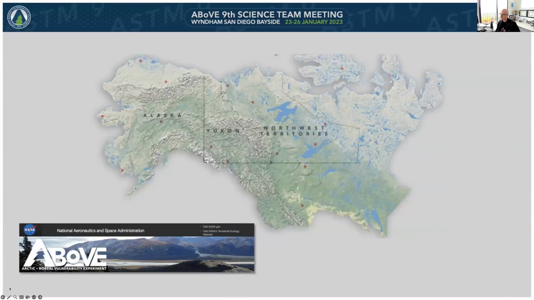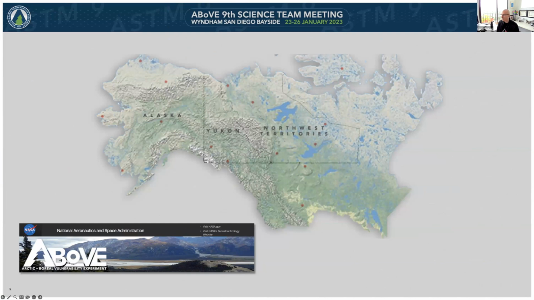So that brings us to NASA's ABoVE program. This is the focus area. Of course, we're interested in global aspects, and pan-Arctic aspects as well. But for the sake of NASA and the politics in terms of being able to operate in Russia, which is not great, we focus on Canada and Alaska. So we are now in phase 3 of this 9-year program.